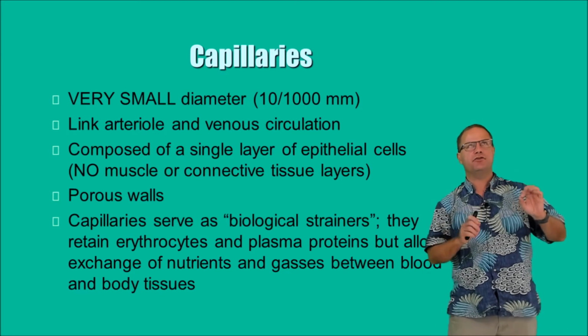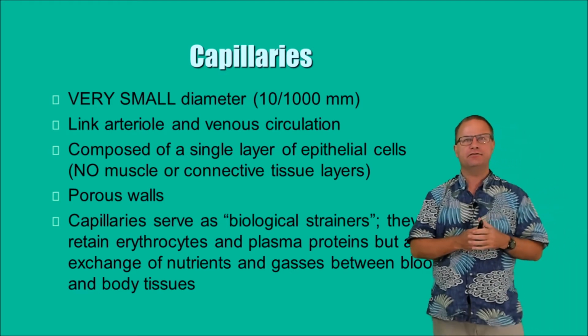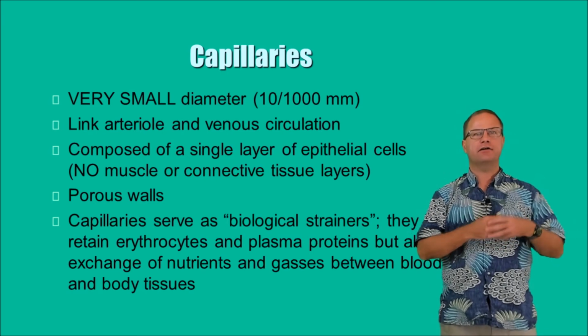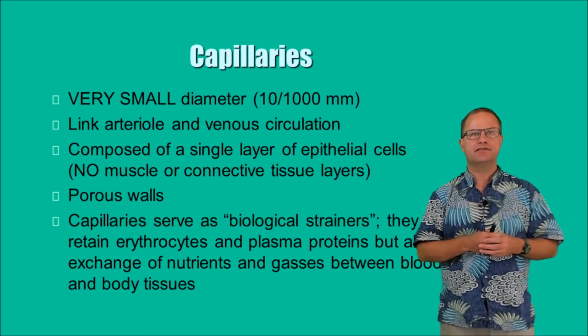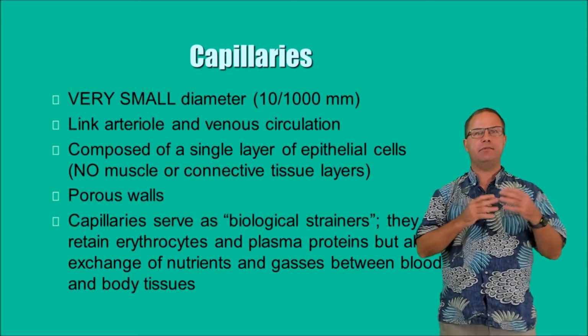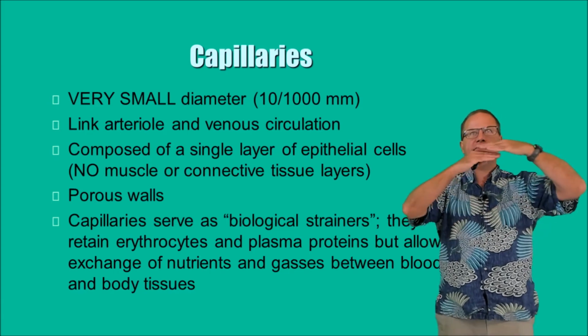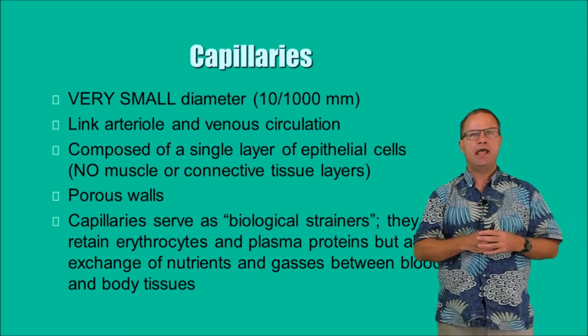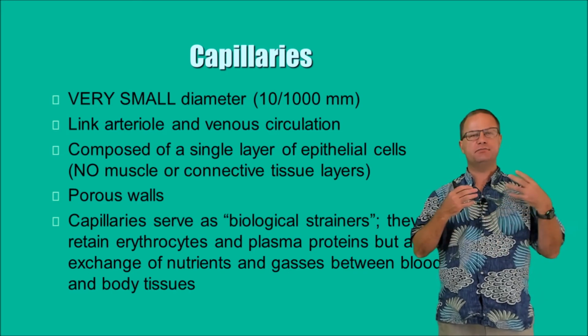In fact, they're so small that the red blood cells kind of have to eke through there in single file. They're a link between our arterioles, which are tiny little arteries, and our venules, which are tiny little veins. They're composed of a single layer of epithelial cells, and that's because only having one layer makes it a lot easier to move things across that capillary bed. And they're very porous, and porous here just means they're leaky.